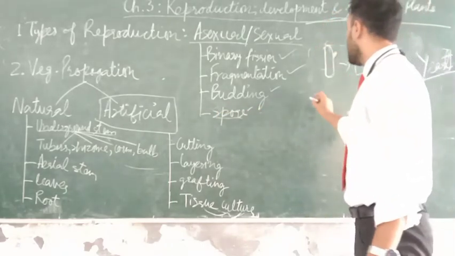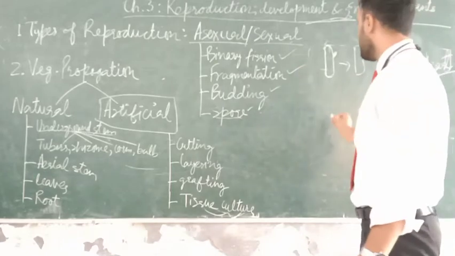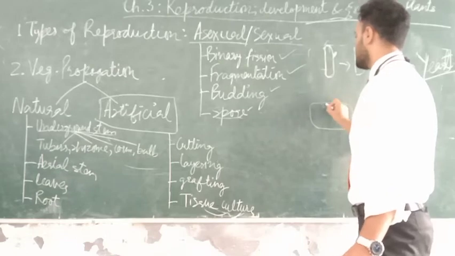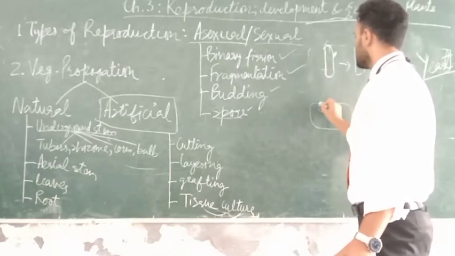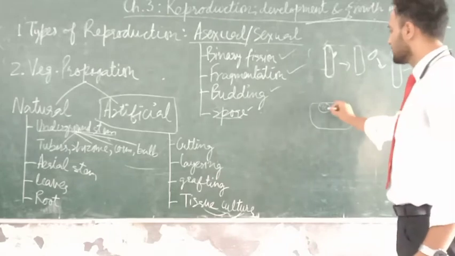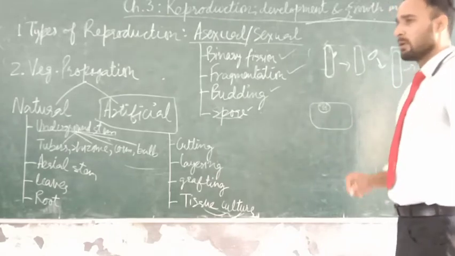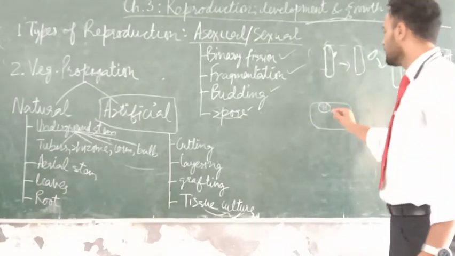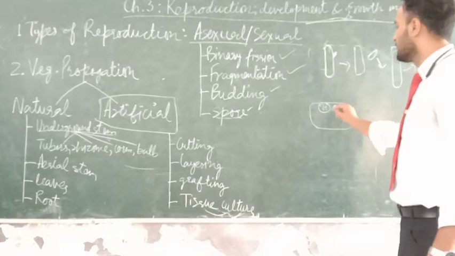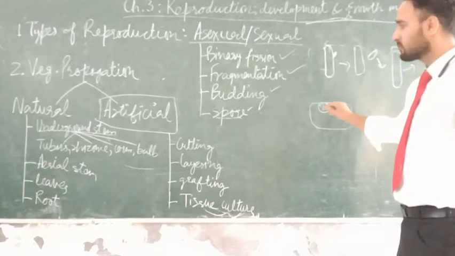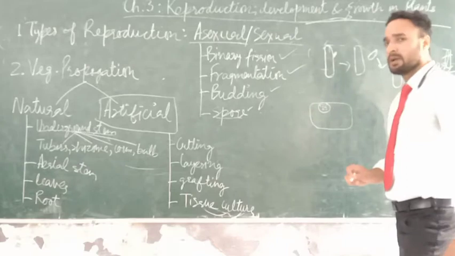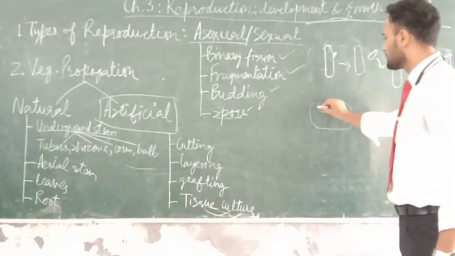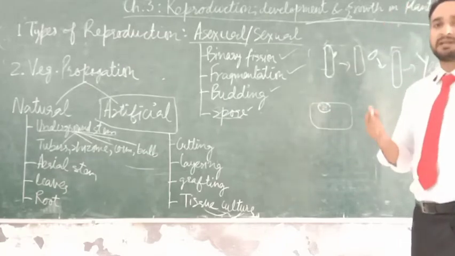For example, in the case of bread mold, suppose this is a bread here, spores develop in the spore sacs. These are the spore sacs here, and the spore sacs develop the spores. What are spores? Spores are unicellular, single-celled structures present in the spore sacs, and on the return of favorable conditions, these spores, or the spore sacs, are surrounded by a thickened wall.